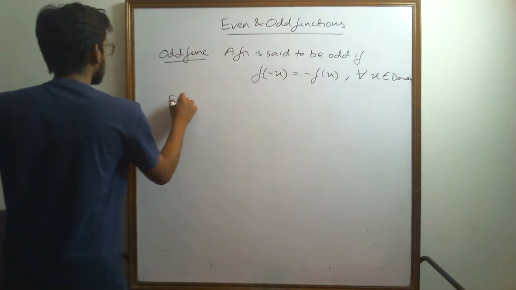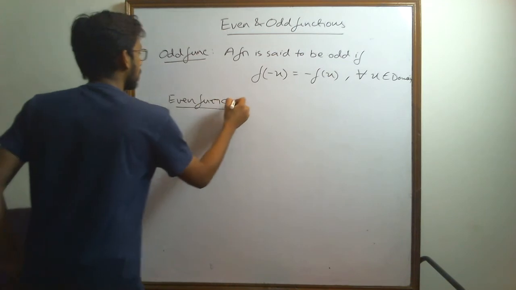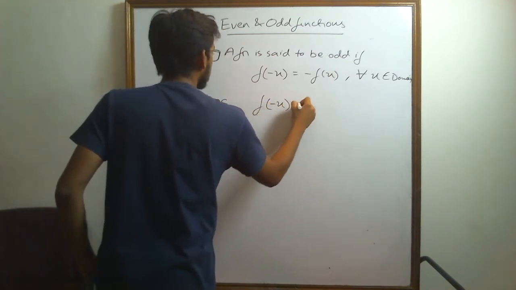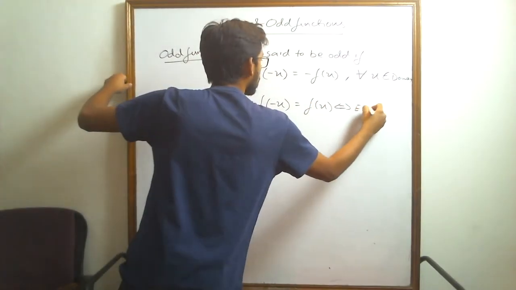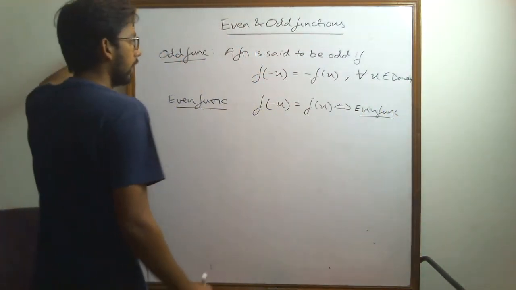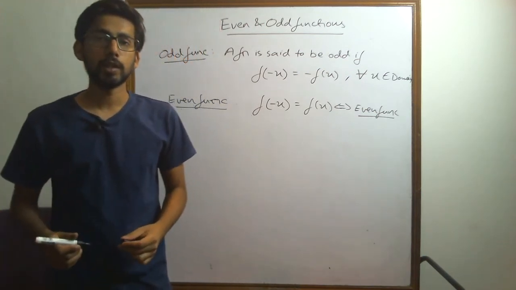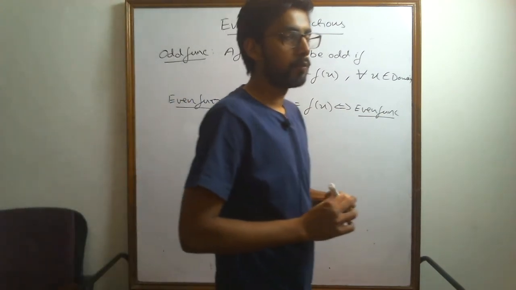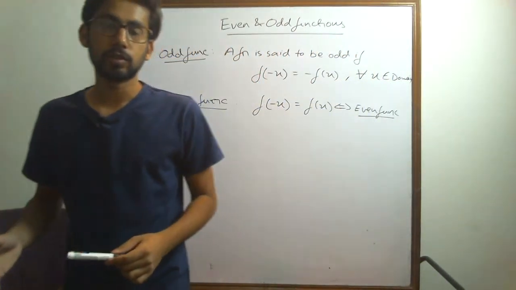An even function is a function which satisfies the condition f of minus x is equal to f of x for all values of x, and it has the property that the graph of an even function is symmetric with respect to the y-axis. That means we get a mirror image with respect to the y-axis for an even function.